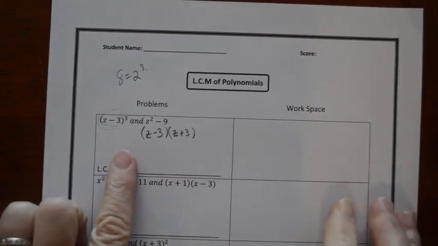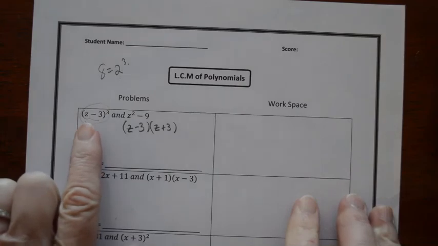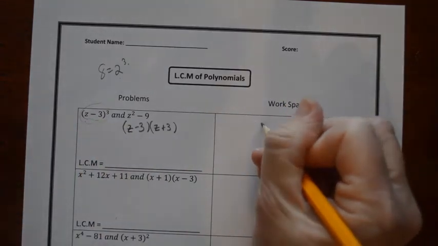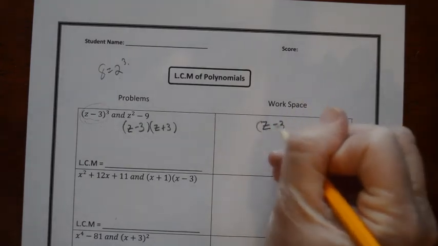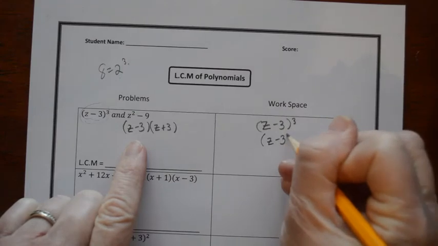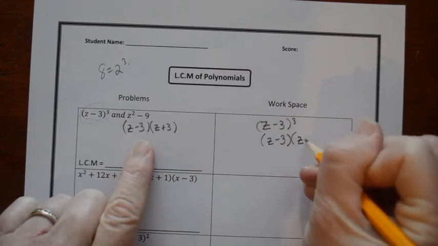All right, so let's work over here. So I'm trying to find out what the least common multiple of these 2 polynomials is. So I'm going to write this as, the first one is z minus 3 cubed, and underneath it I'm going to put this z minus 3 that they share, and I'm going to put this z plus 3.